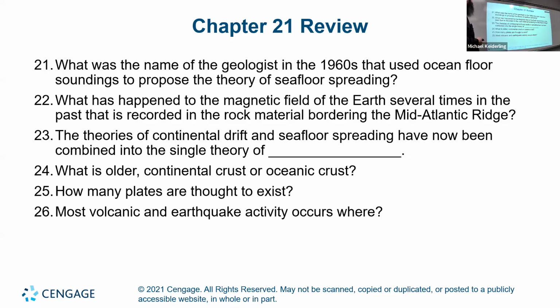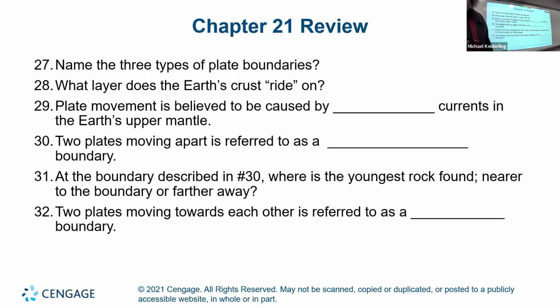So about how many plates are thought to exist? Around 20, with 8-ish big ones. And most volcanic and earthquake activity occurs along the boundaries between plates. The three types of plate boundaries are convergent, where plates are coming together, divergent, where plates are spreading apart, and transform, where plates are sliding side by side.